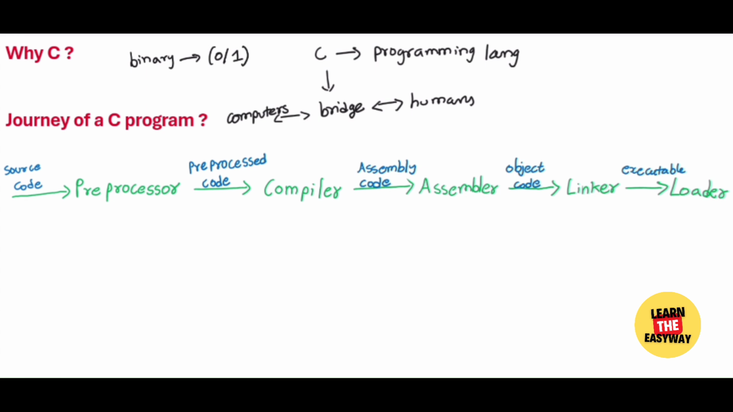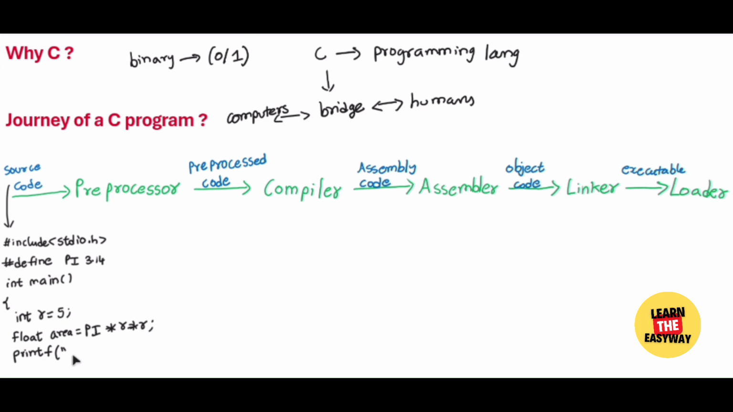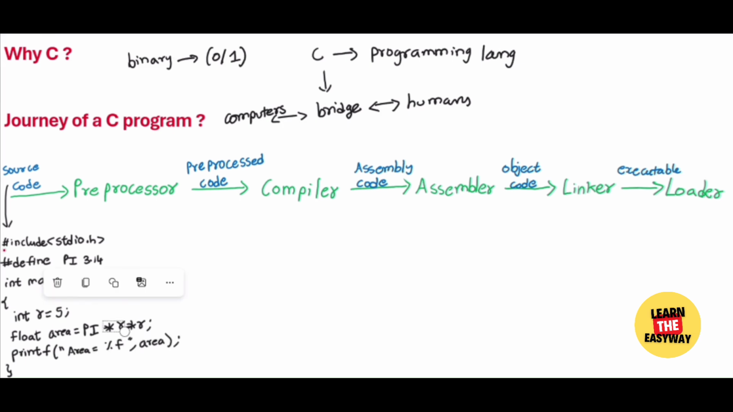In order to get the answer to that question, we should dive deep into the concept of the journey of a C program. Our journey of a C program starts with source code. This source code is nothing but our simple C program. Let me write a small C program. Here we have some statements starting with hash. These statements are called preprocessor directives.